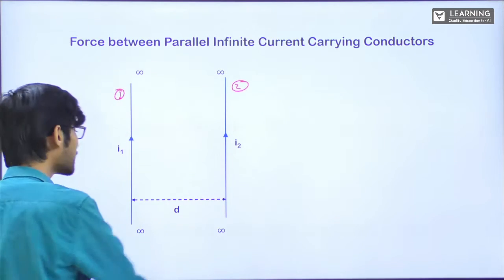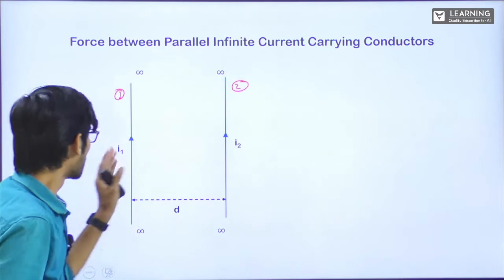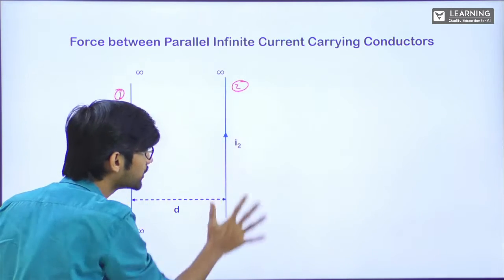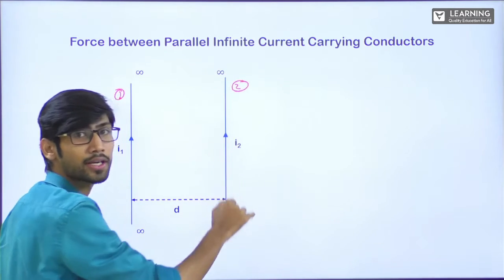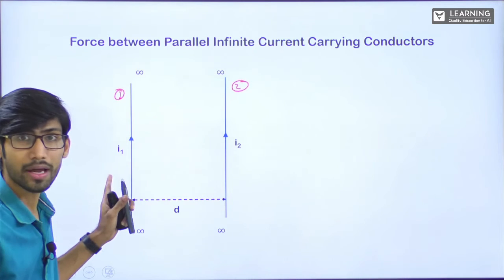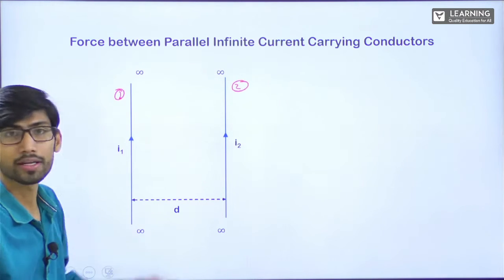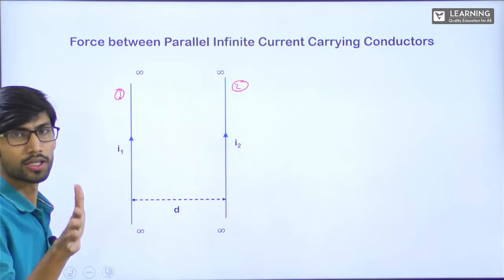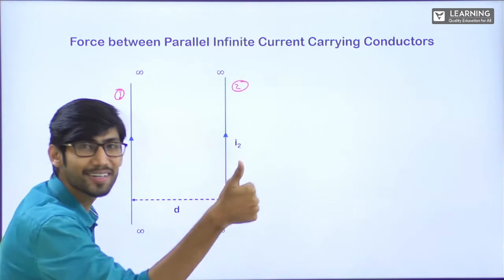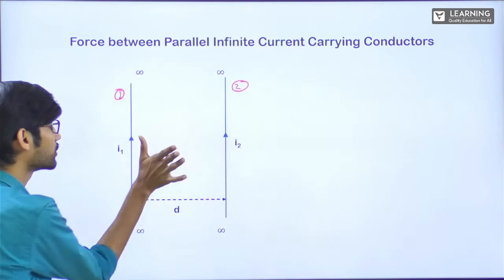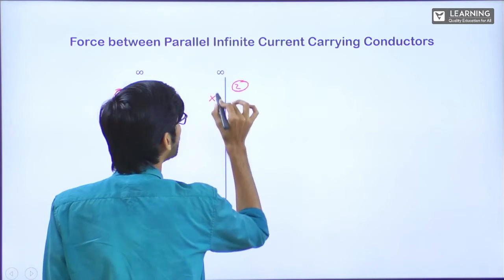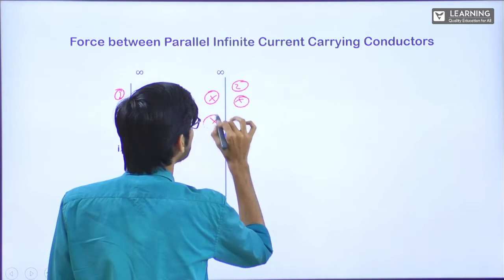So now this wire is actually producing a magnetic field. At a distance D, if I want to see the magnetic field due to this wire, that means here in this region where this wire is kept, this is producing the magnetic field, and the direction of magnetic field will be, keep your thumb in the direction of current, then the curl will give you the direction of magnetic field. So here magnetic field is inwards, right?